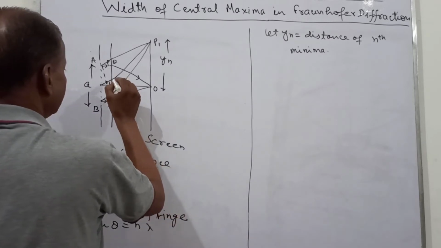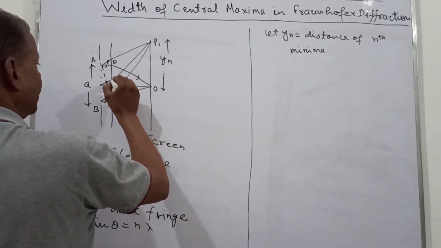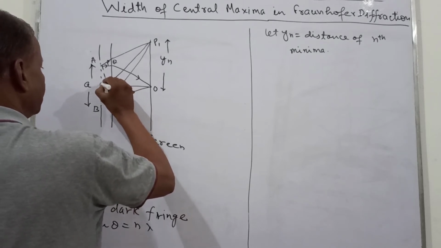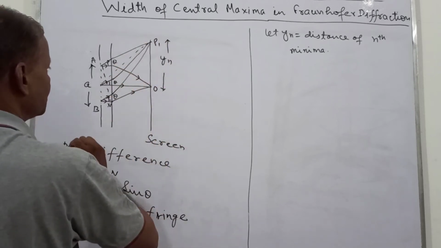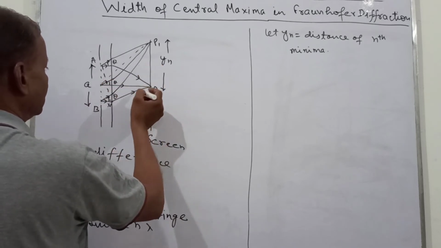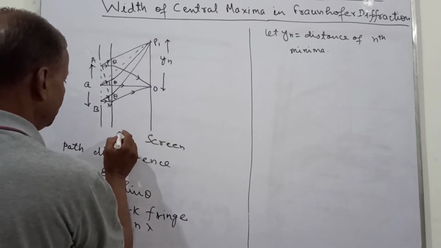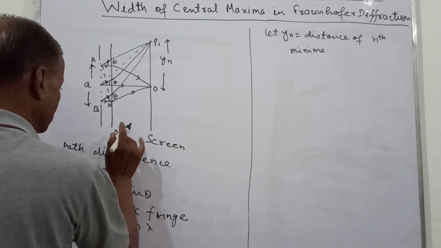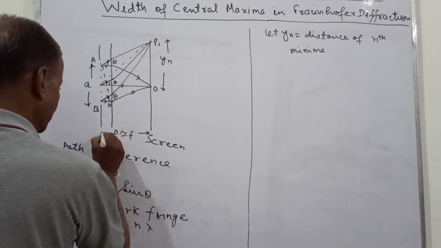Then you can see that this triangle is also a right angle triangle, and it will come from this point. If we take it from this, then definitely this angle will be theta. So this is yn, this is the distance d, and this d is approximately equal to f. This we have assumed.